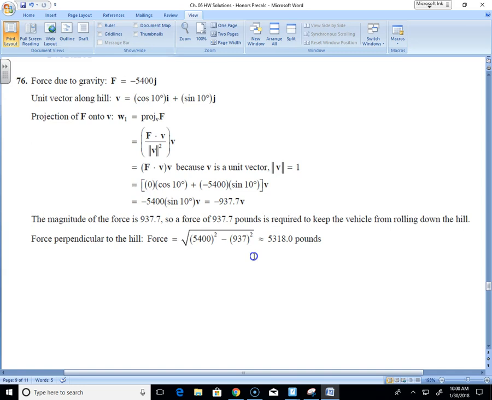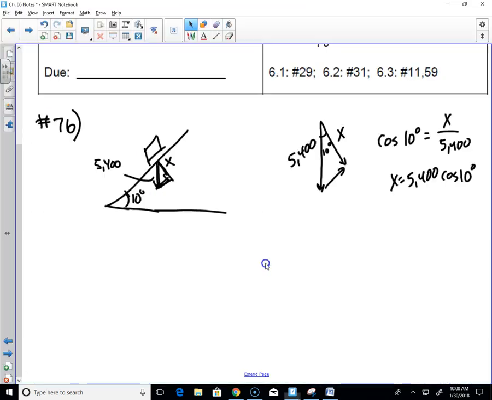First of all, check the cosine one. They're doing it with the projection. I didn't even think of doing it with the projection. I was just using my triangle. What ended up happening when you did the 5,400 times cosine of 10? Perpendicular, yeah. 5,317.9, and they must have said round to the nearest pound or something like that. So that'd be 5,318. Okay, so that works. We just did it in a different order than they did. So we found this is the perpendicular force.